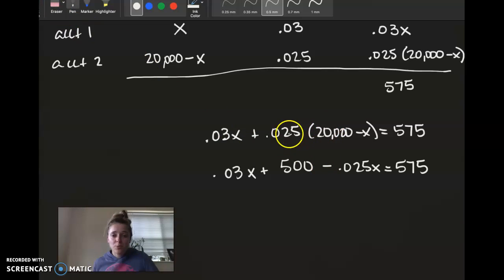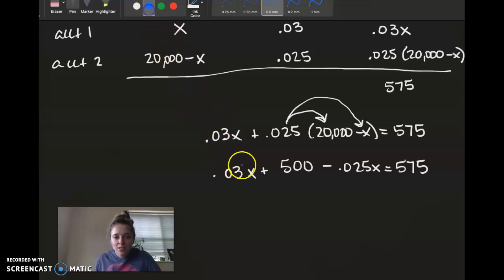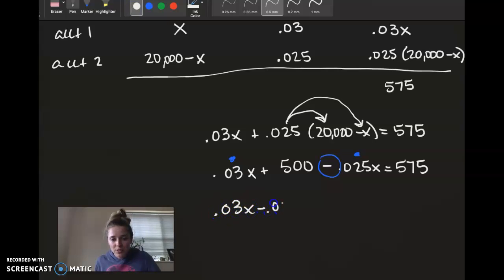So if I distribute the 0.025, 0.025 times 20,000 is 500, and 0.025 times x is 0.025x. Now I want to combine like terms. So it's this and this. However, the 0.03x is positive and the 0.025x is actually negative because you've got this negative out in front of it. So this is the same as 0.03x minus 0.025x plus 500 equals 575.